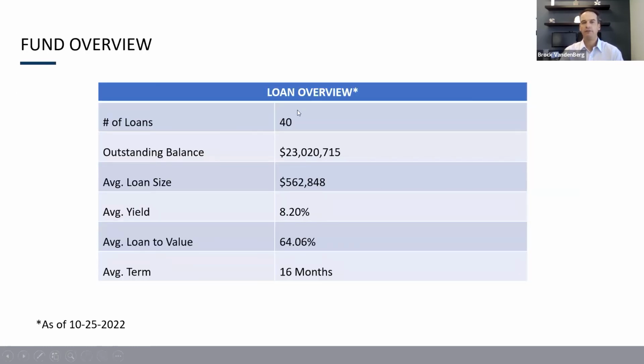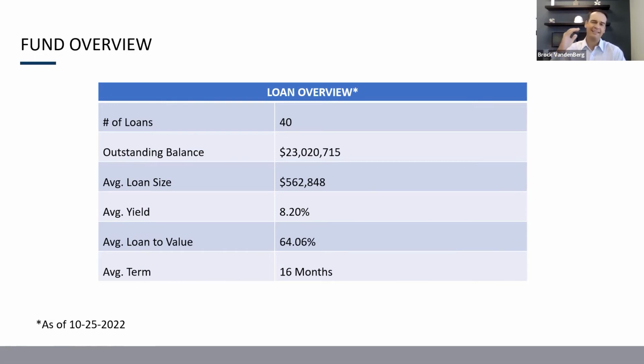So our fund overview, as I mentioned, we have about 40 assets in the fund, a little over 23 million in assets managed by the fund. Our average loan size in the fund is roughly 560,000, with an average yield in the fund of 8.2%. And 8.2 represents the weighted average coupon for the fund. However, that's before expenses.